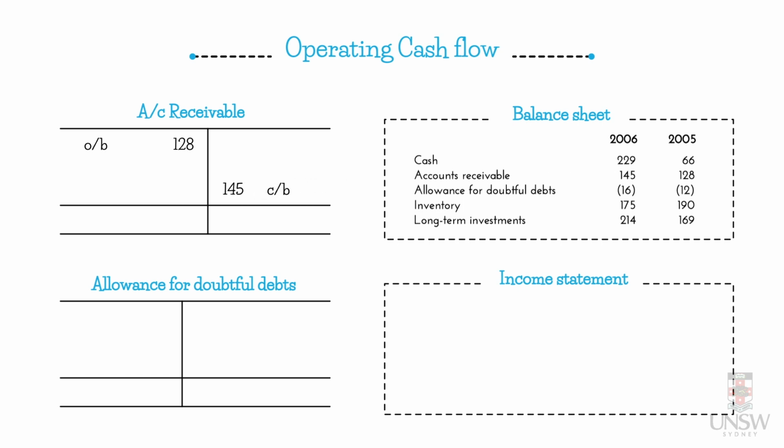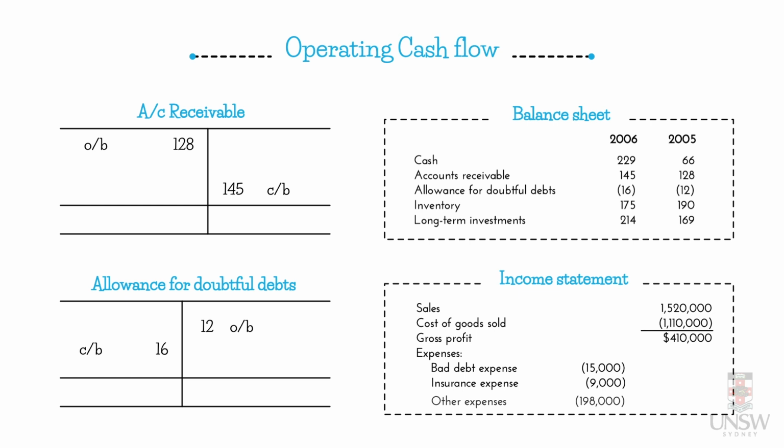Allowance for doubtful debts, it's a contra asset, so it's credit natured. We're going to put the opening balance on the credit side, 12, and the closing balance on the debit side, 16. So we want to solve, first off, have there been any actual bad debts during the period? On the income statement, we can see if there's been any write-downs. In the income statement it says we provided for bad debts of 15.